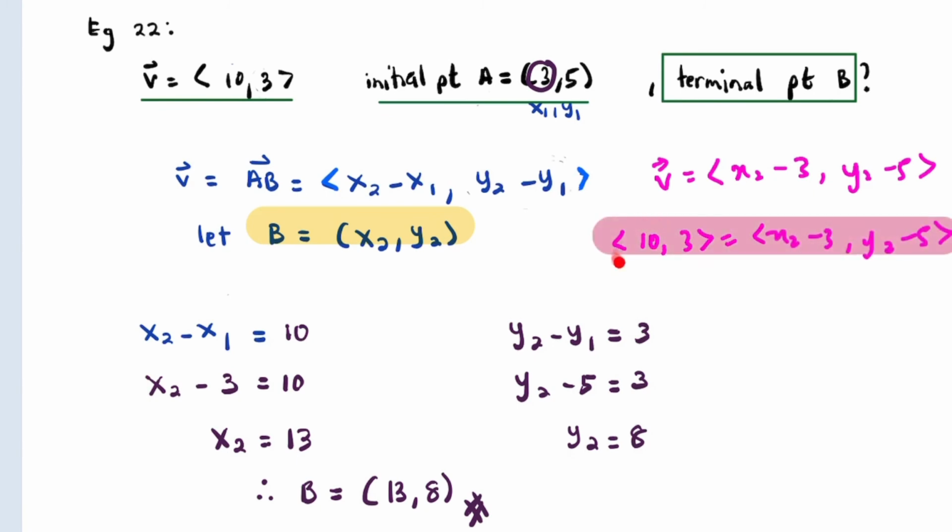And then now we can compare the first part here. This is 10 equal to x2 minus (-3). And then we can solve for x2, which is 7. And then we can compare the second part here. 3 is equal to y2 minus 5. So let's solve this. y2 is equal to 8. So finally, we can conclude our answer. B in coordinate form is (13, 8).